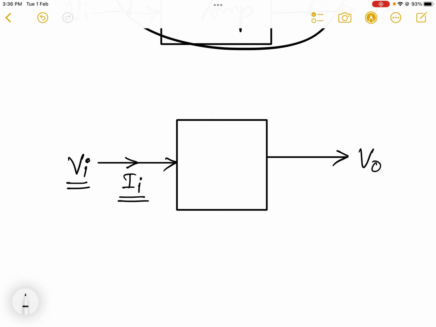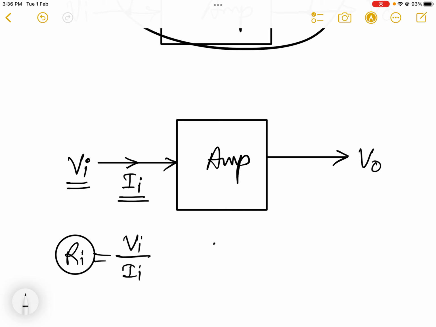Then naturally we can apply Ohm's law here and we get Vi upon Ii, that is equal to Ri, because voltage upon current is equal to resistance according to Ohm's law. So our voltage is Vi, our current is Ii, then naturally this resistance Ri that came out is known as the input resistance of this amplifier. So every amplifier has certain input resistance.